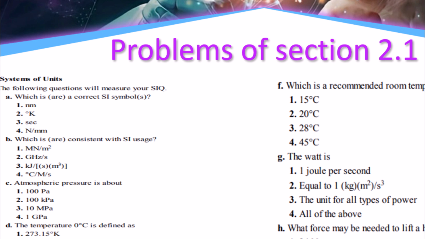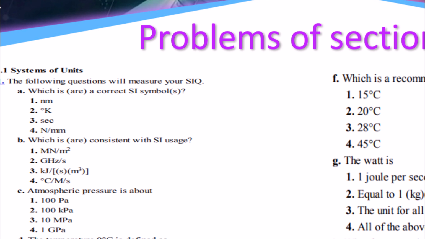The first one, which is or are a correct SI symbols? This one is correct. We have no problem with this. How about this? We don't use degree for Kelvin, so this is wrong. The next one, we use S for second in SI symbols, not this, so this is wrong. How about this? We don't have any problem with this, so this is a correct icon.